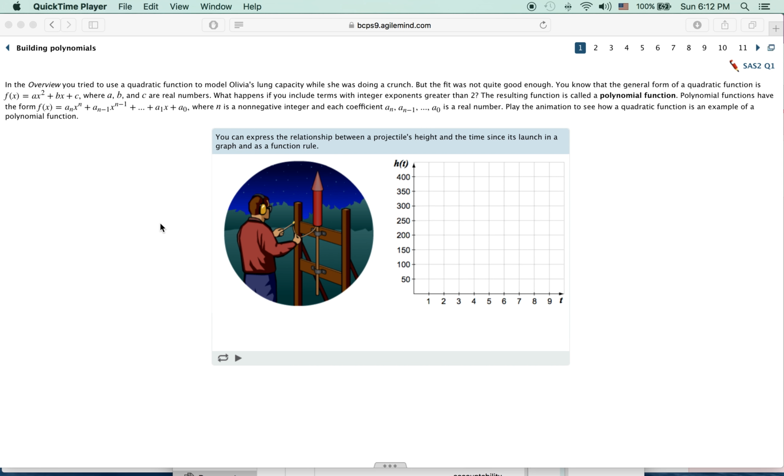So we're going to look at a polynomial that represents the height of a rocket launched from the ground as a function of time. So here they're showing us the general polynomial expression that we just went over.